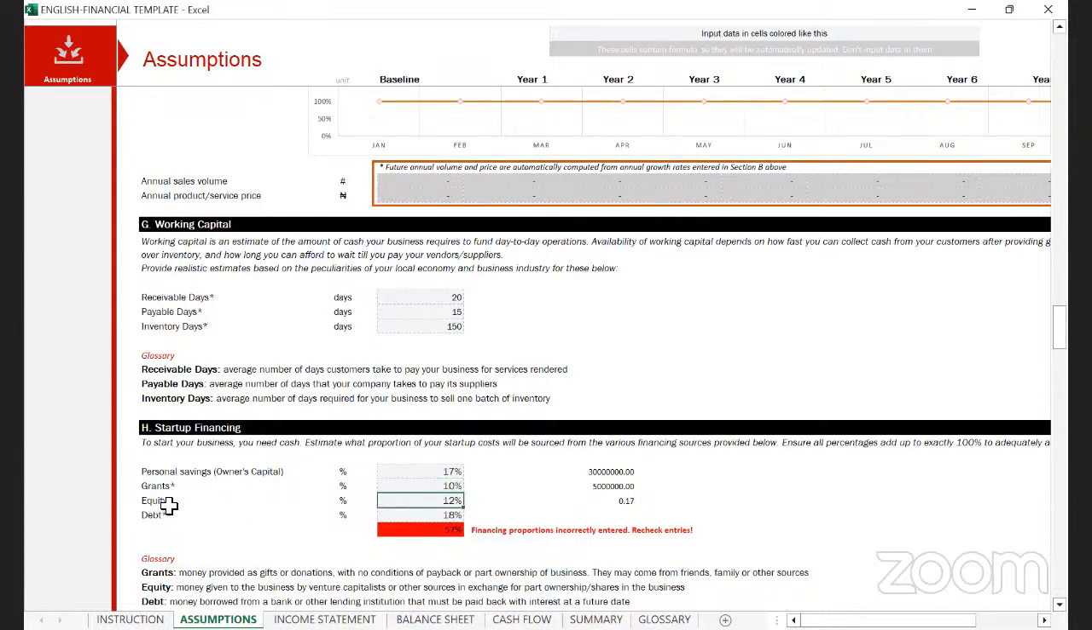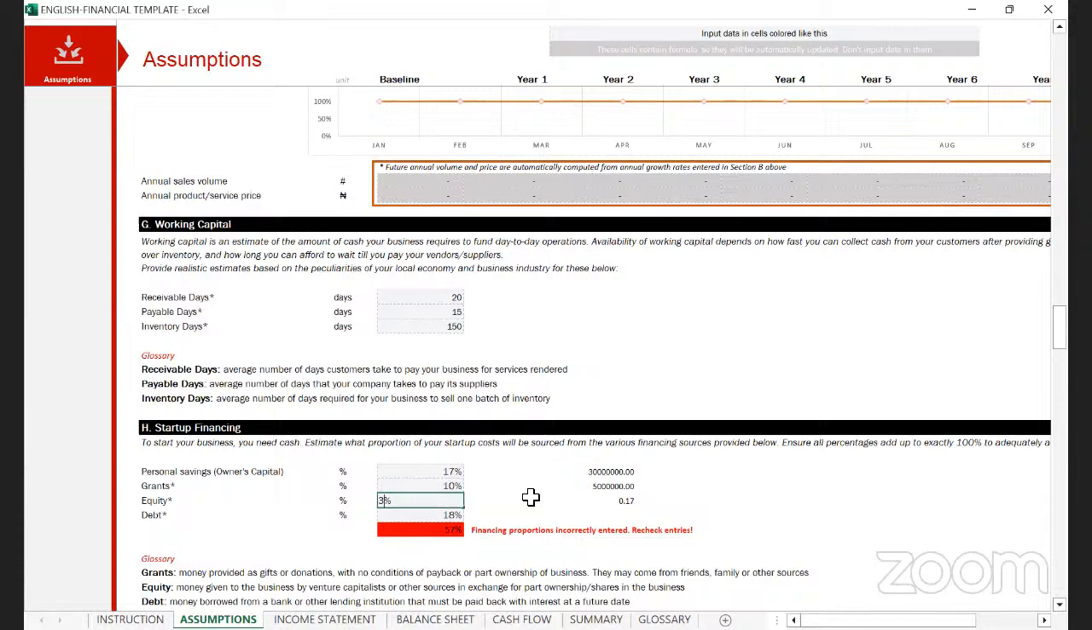Then that clearly means I'm going to need equity, I might need equity, I might need debt. But essentially, what you do here is you estimate the spread across equity and debt that you're going to need to make up this 30%. You can see that 17 plus 10 plus what I have here has not gotten us to 100. And that's why it has brought up this error message, financial proportions incorrectly entered.